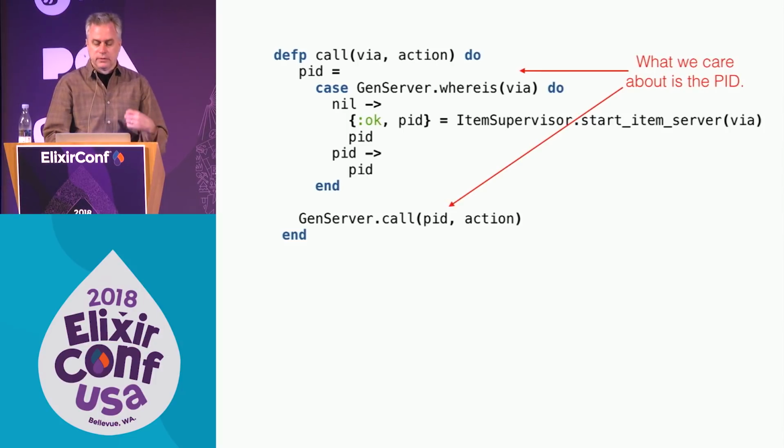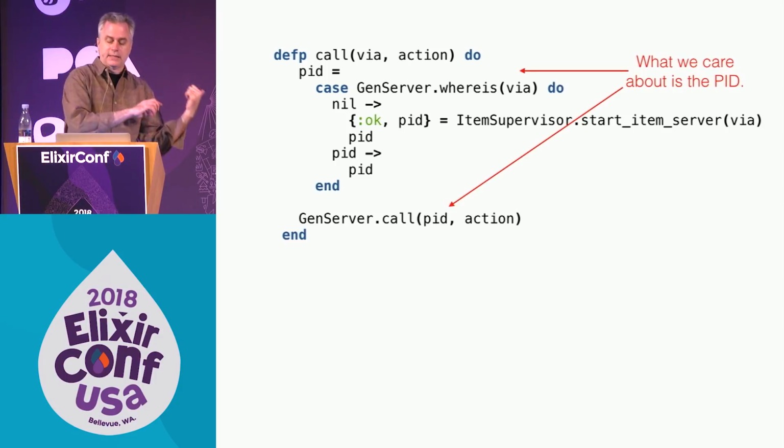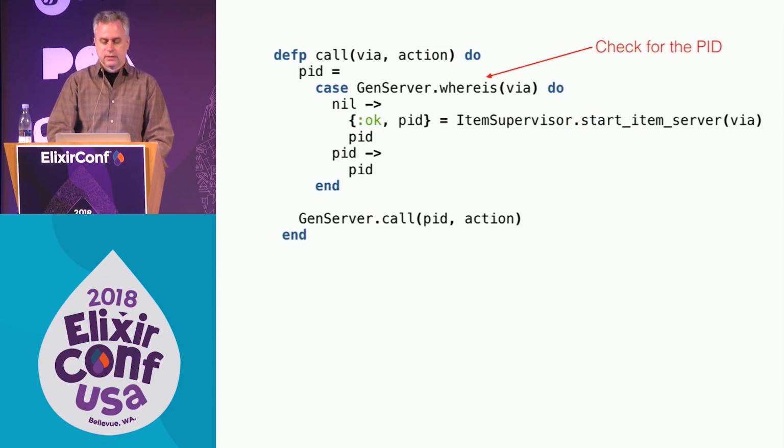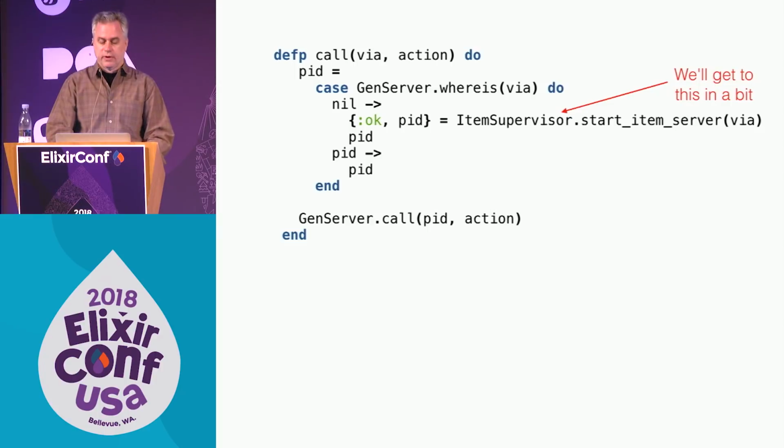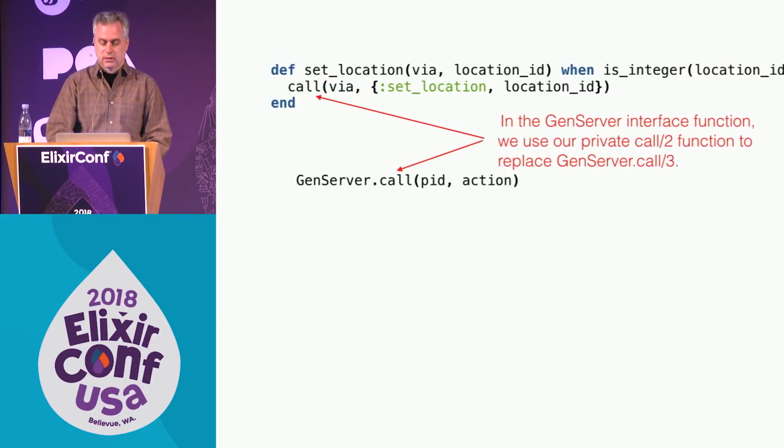The whole business is to try to get the PID, whether we have to create it or whether it already exists, and then we pass that along to the normal GenServer.call function. So that's where we get the PID, if it exists, or try to get the PID in any way. And we'll get to the supervisor in just a bit.